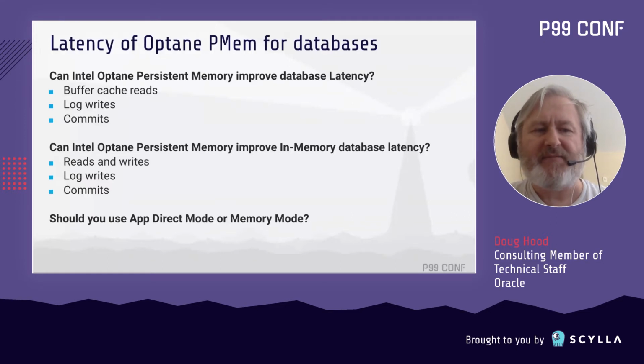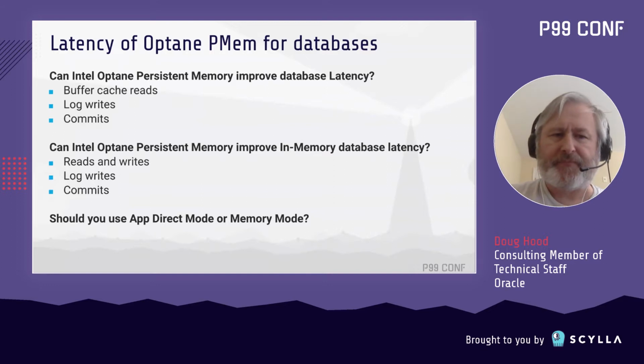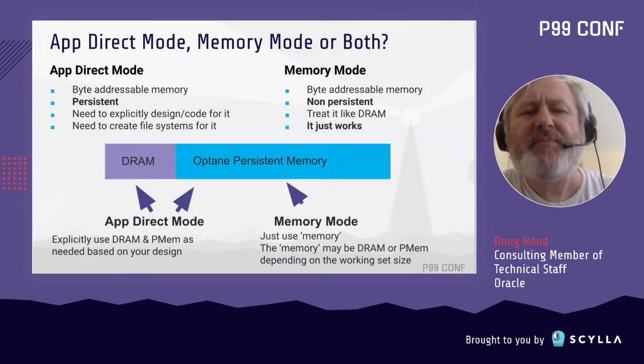So we wanted to answer some fundamental questions. Can Intel Optane Persistent Memory improve database latency with respect to buffer cache reads, log writes and commits? And also, can Intel Optane Persistent Memory improve the latency of in-memory databases for reads, writes and commits? If this is so, should you be using app direct mode, memory mode, or both? So what is app direct mode and memory mode?